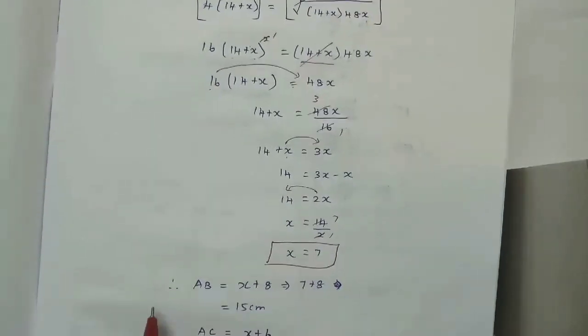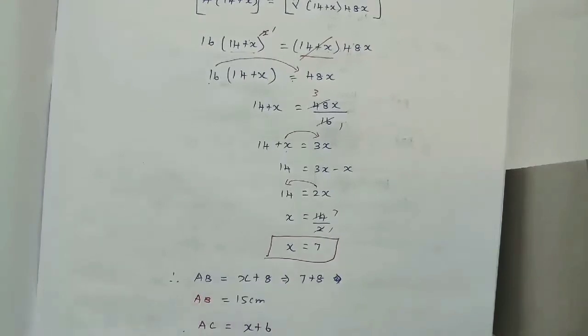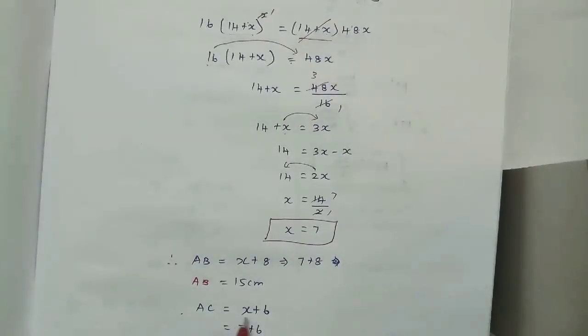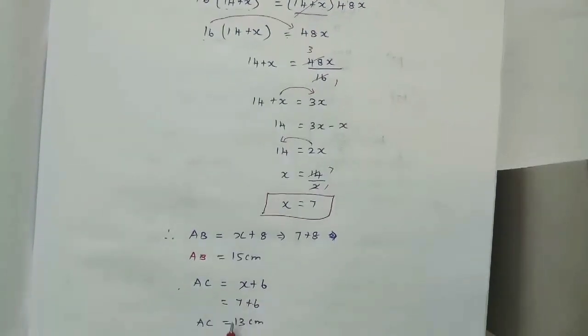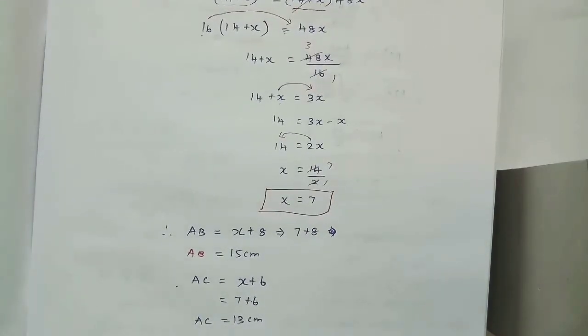Now substitute. AB is equal to X plus 8, right? So 7 plus 8 is equal to 15 centimeter. So AB is equal to 15 centimeter. Then AC is equal to X plus 6. That is 7 plus 6 is equal to 13 centimeter. That only we wanted to find, right?